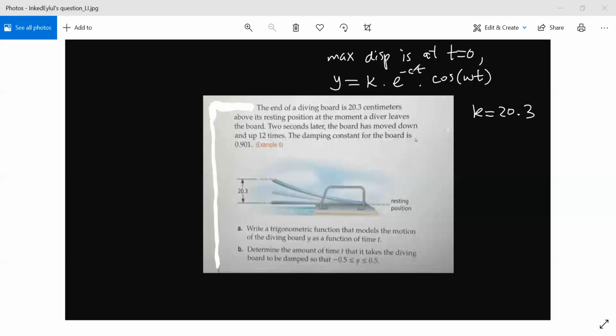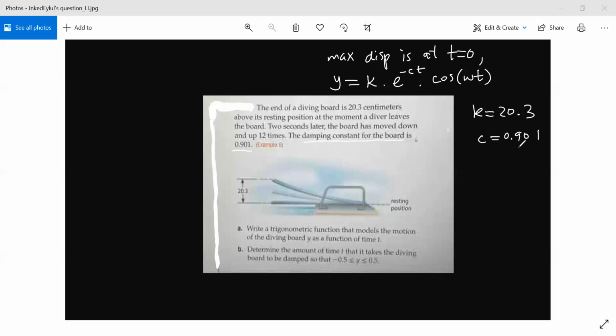And now we need to find the constant C, and that's really just this. That's called the damping constant for C, or for the diving board. So it's just this damping constant. So C equals 0.901.